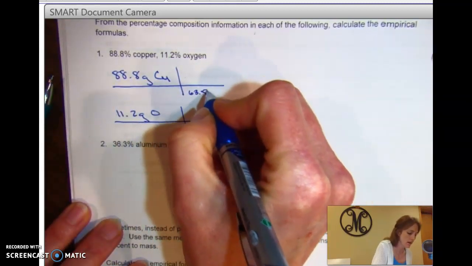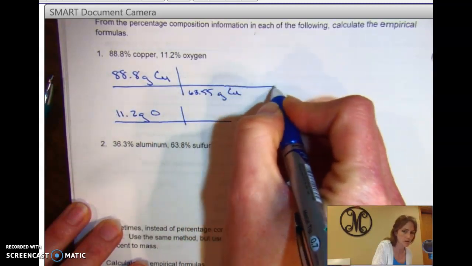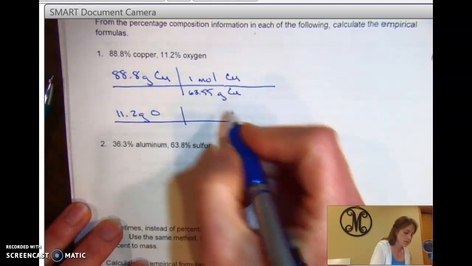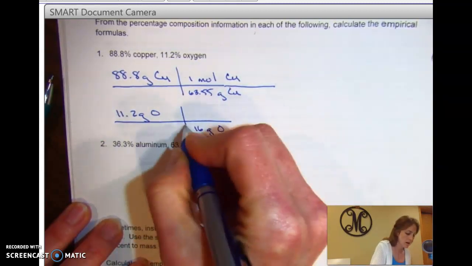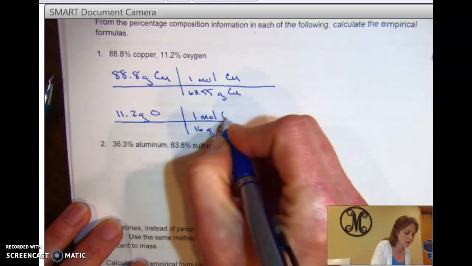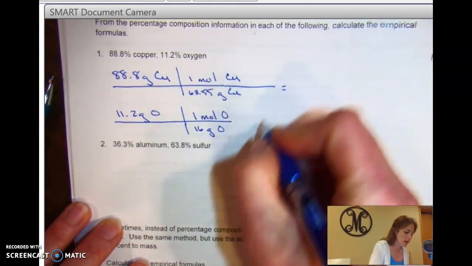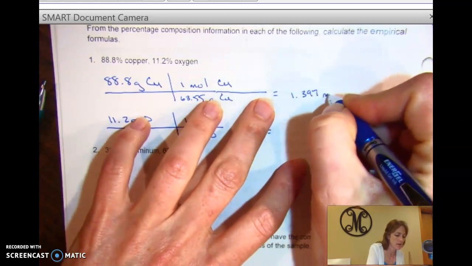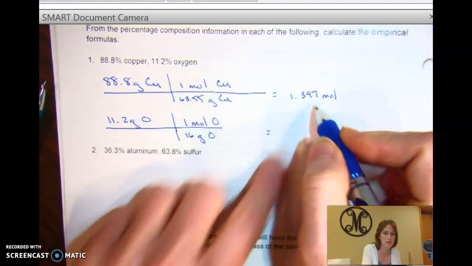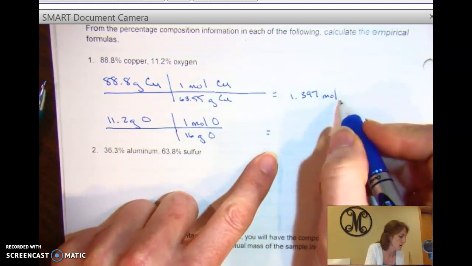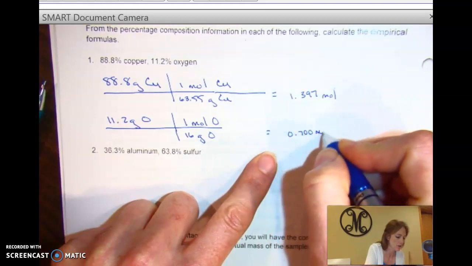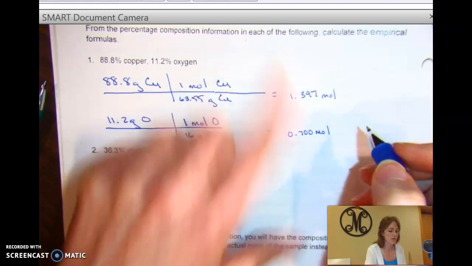There's 63.55 grams of copper in every 1 mole of copper. We could do the same thing down here. There are 16 grams of oxygen in every 1 mole of oxygen. So when we work these out, we have 1.397 moles. Remember, you want to take it out 2 or 3 decimals. I went 3 this time. Of copper, and down here we have 0.700 moles of oxygen.